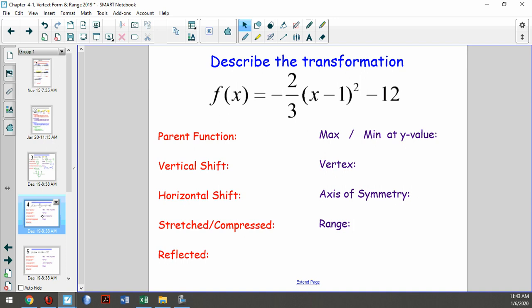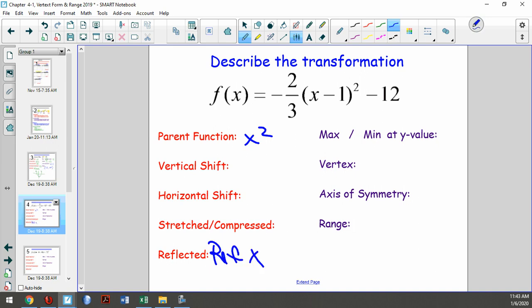Okay, very first thing we need to know is the parent function is what? It is x squared, and then go from left to right. What's the negative do? Reflect over the x-axis, which means if it's reflecting, do I have a max or a min? I'm going to have a max.